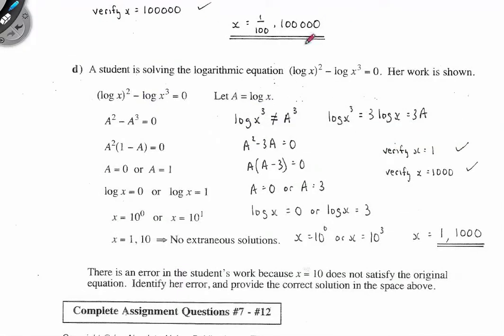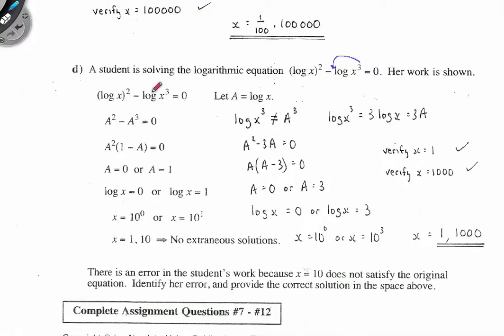Okay, just finishing this example off, a student is solving this particular equation. Our work is shown, and we can see that log x is being squared. This is really negative 3 log x when we bring the 3 to the front, and it equals 0. So one way to do it is just replace log x by a, and we get the following.